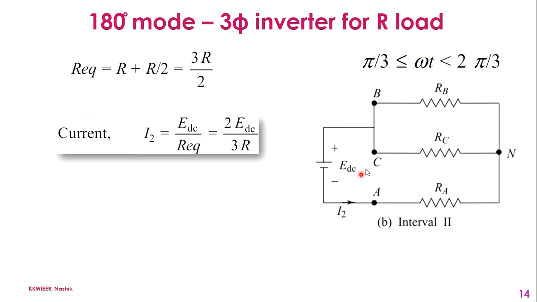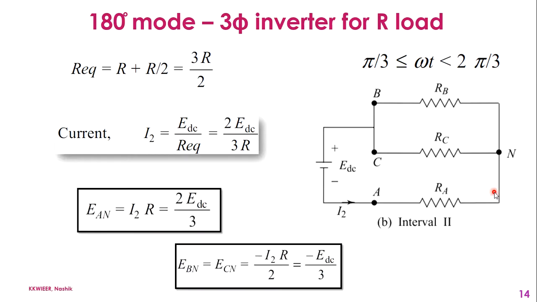So in this case now, the phase to neutral voltages BN and CN are parallel, so these two will be equal, whereas AN will be I2R. So EAN is given as I2 into R, 2 EDC by 3, and BN and CN will be equal, which is minus I2R by 2, which is equal to minus EDC by 3. Here substituting the value of I2 in this expression.